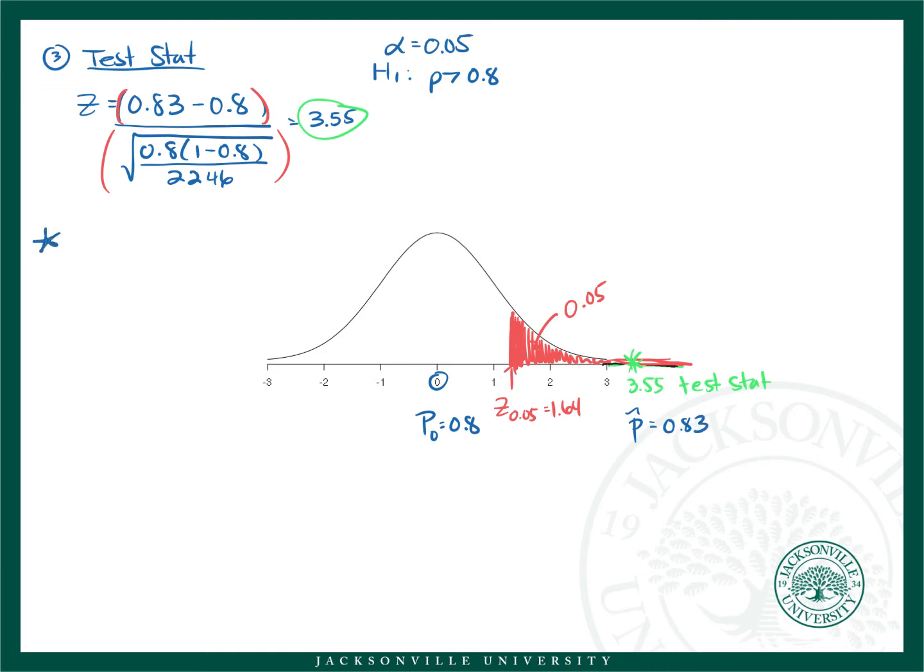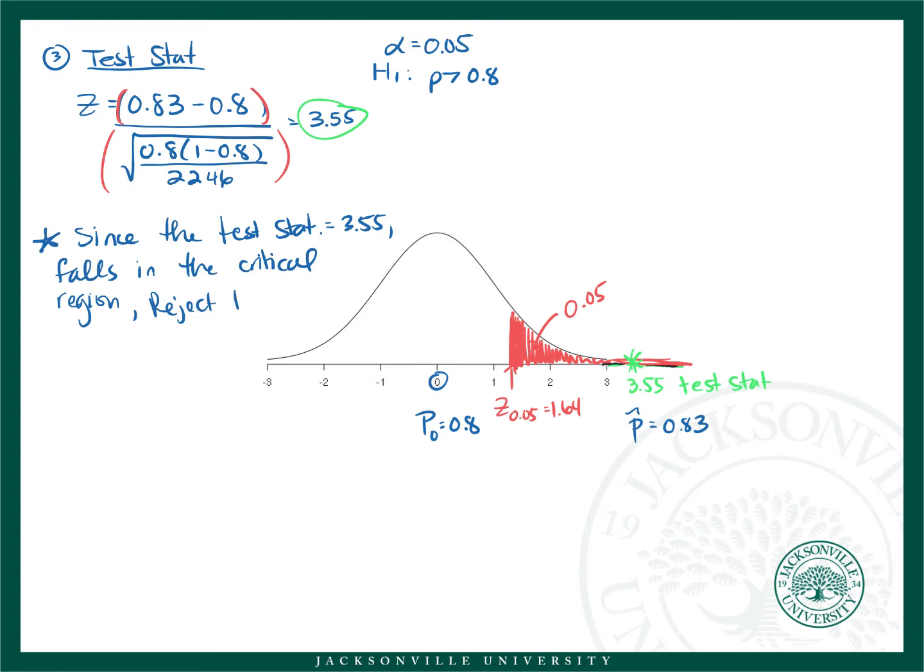And so if you're using the critical value method, you would say since the test statistic, which is 3.55, falls in the critical region, we're going to reject the null hypothesis.